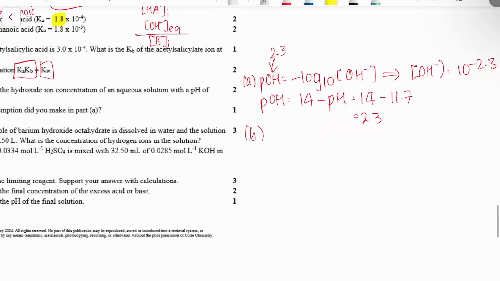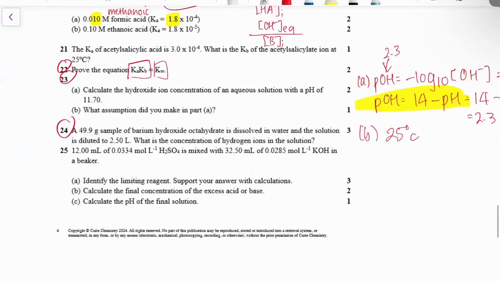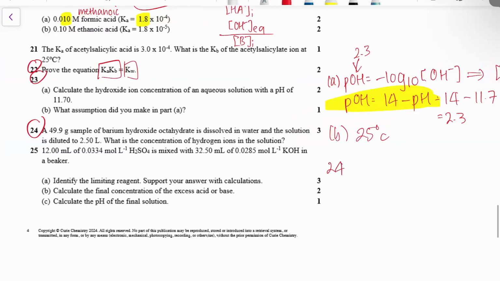The pH plus pOH equation turning equal to 14 only works at what temperature? 25 degrees. Good. So the assumption I'm making is that everything's happening at 25 degrees Celsius. Okay, all right.